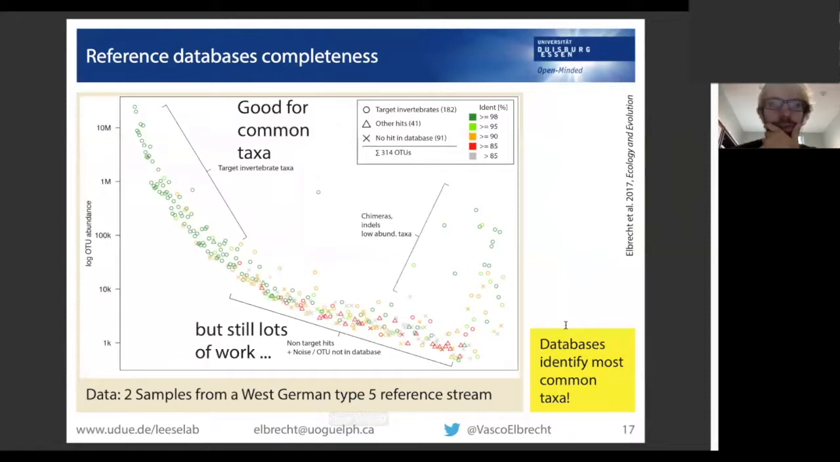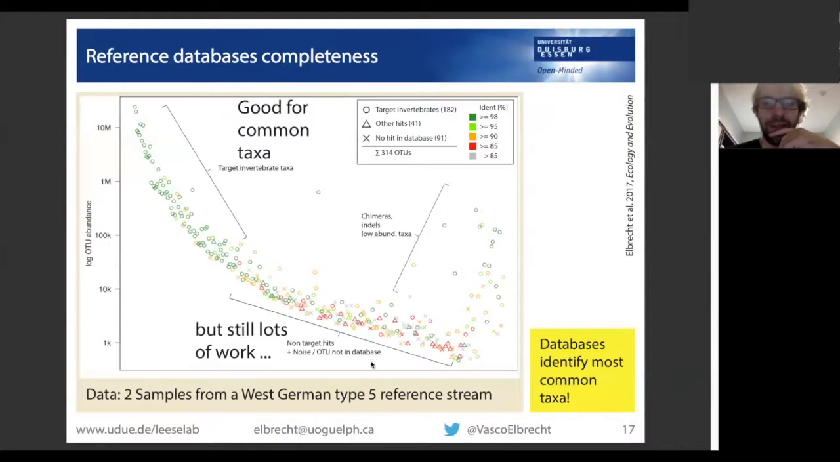Also, the third big problem is reference databases. So if I do metabarcoding, I get back a lot of sequences, but I can only identify them if I have any reference data. So we see here that in green, those are good matches with the reference database. And this is also logarithmic. So we have good coverage for the common taxa in your sample, and not so many for the rare taxa in your sample.